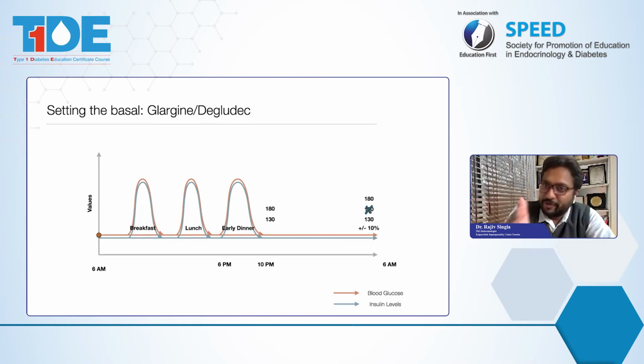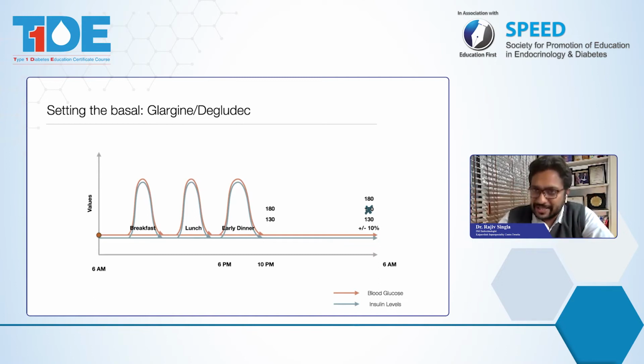So we take an early dinner, we check 4 hours afterwards, and then we check every 2 to 3 hours during the entire night. We do it over 2-3 days. They may not be consecutive, they may be separate. But based upon that 2-3-4 days of data, we decide how our basal dose is going to look.